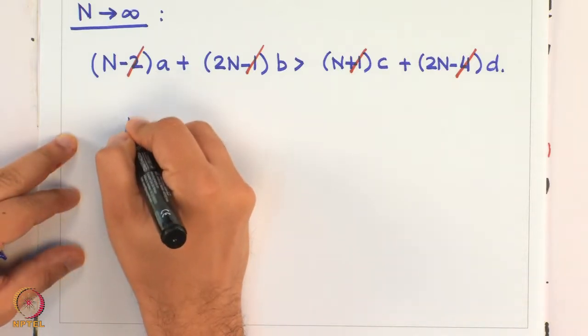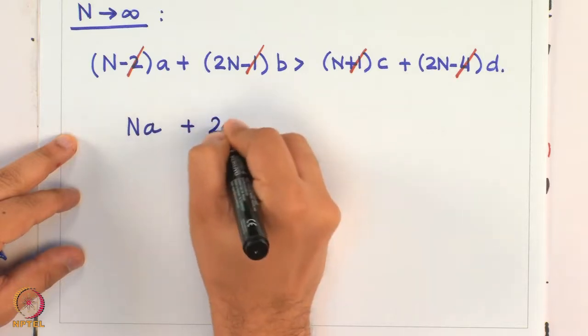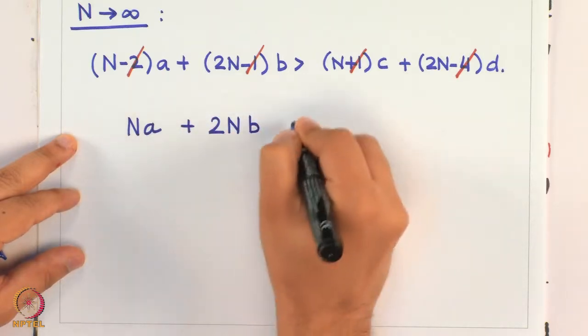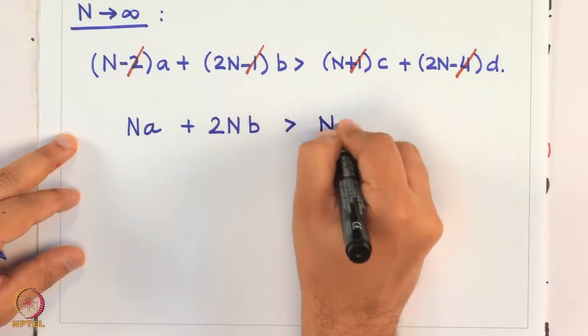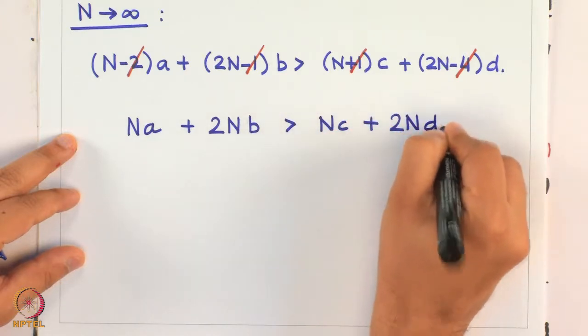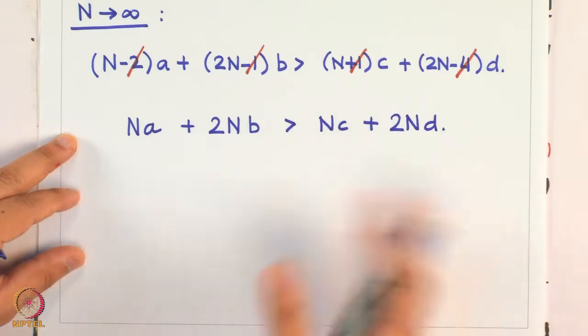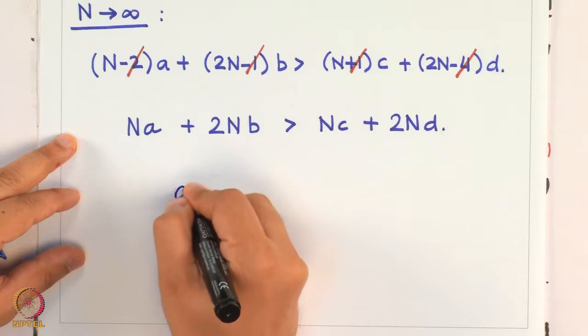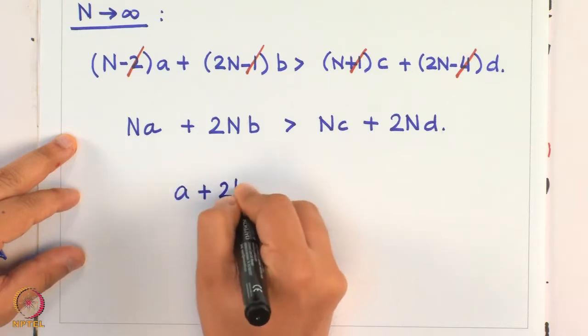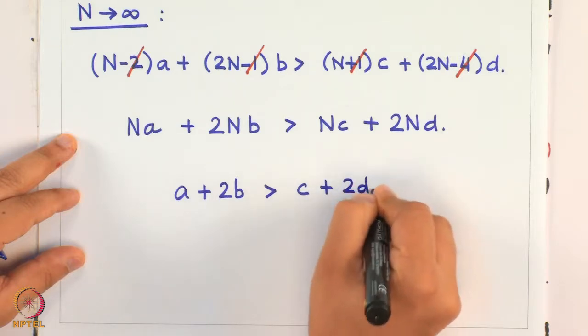And the relationship we get is NA plus 2NB should be greater than NC plus 2ND. Then, since all these terms have N, we can drop N and we get A plus 2B bigger than C plus 2D.